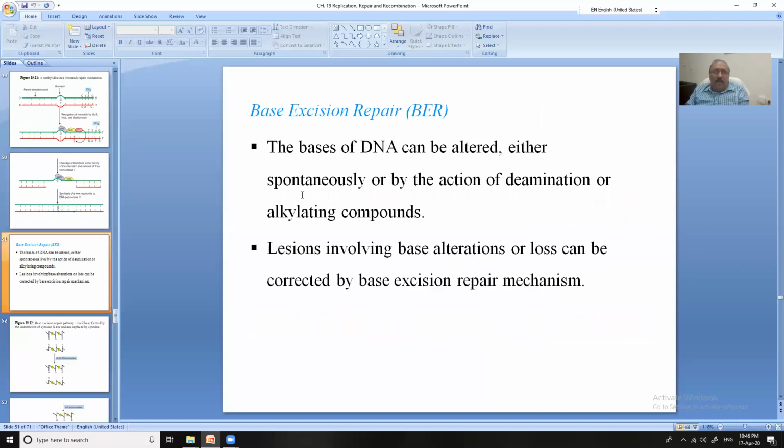Now come to the base excision repair. Base excision repair.